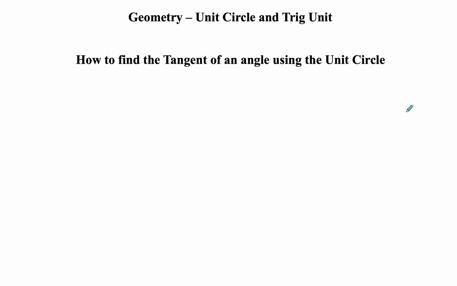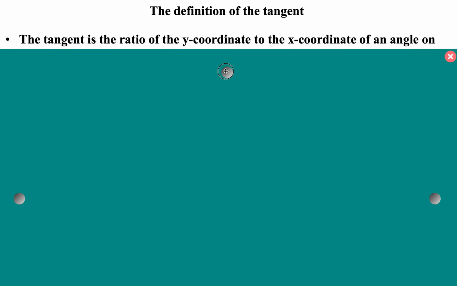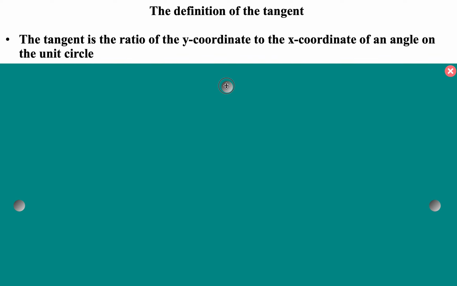So now I'm going to talk about how to find the tangent of an angle using the unit circle. We talked about the sine and the cosine, where the cosine is the x and the sine is the y. The tangent is a ratio of those. Remember, ratio means dividing. So here's a definition: tangent is a ratio of the y-coordinate to the x-coordinate of an angle on the unit circle.